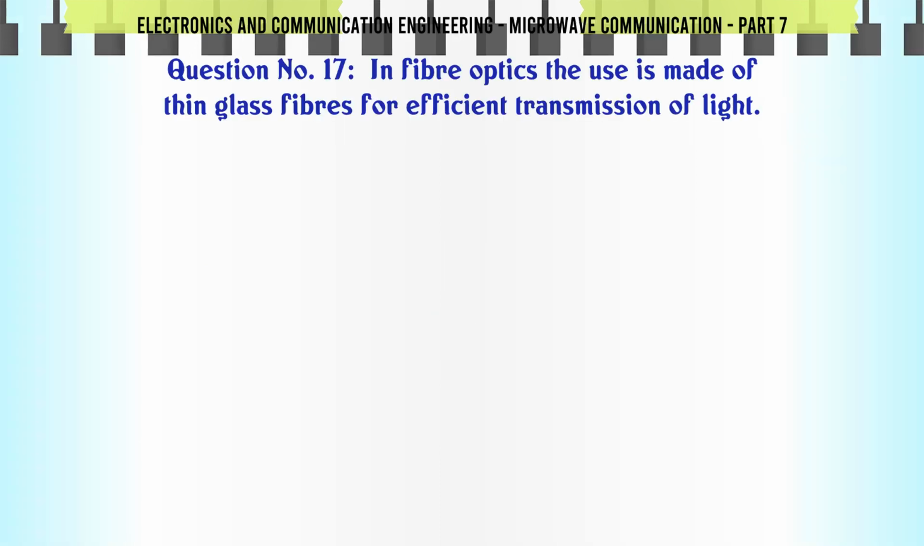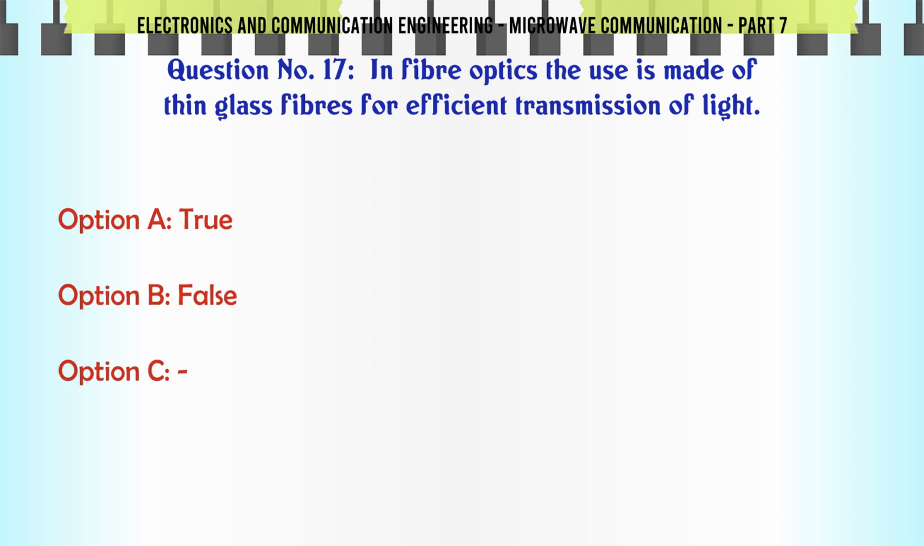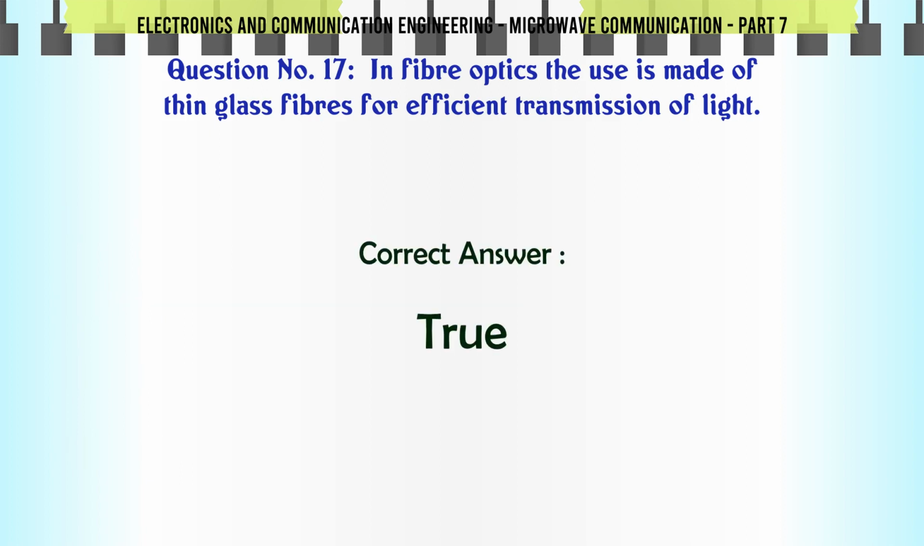In fiber optics the use is made of thin glass fibers for efficient transmission of light. A. True, B. False, C. D. The correct answer is true.